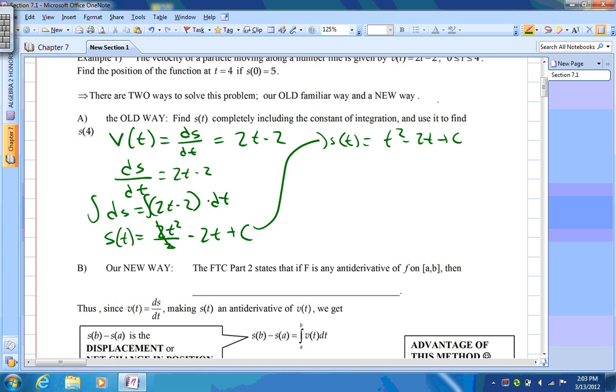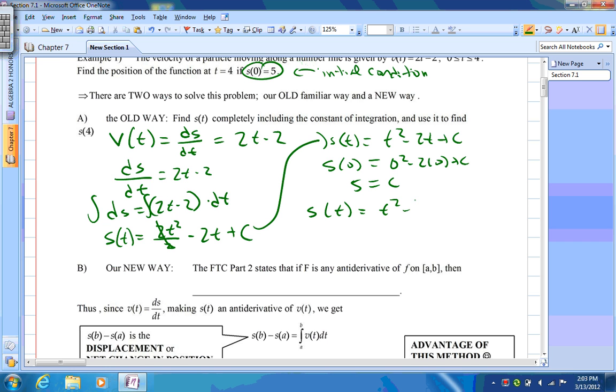In order to figure out the constant of integration, we know to use the initial condition. And of course, if I substitute 0 for t and 5 for s of 0, I should get the following. So it looks like c is just going to equal 5. So my function is simply going to be t squared minus 2t plus 5. But of course we want to find the position at t equals 4. So if I plug in 4, I work it out, and I get my answer.